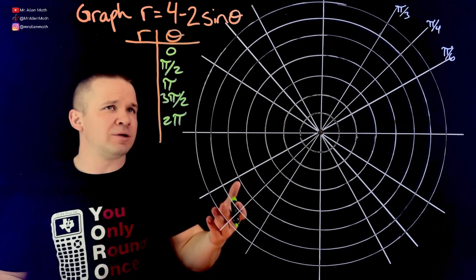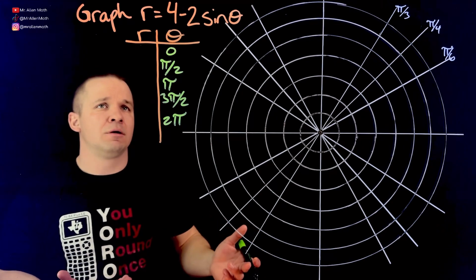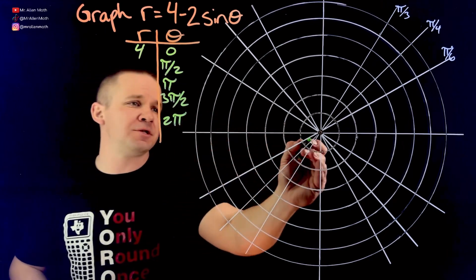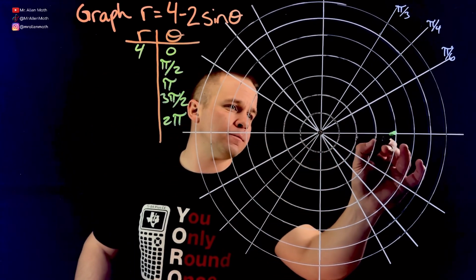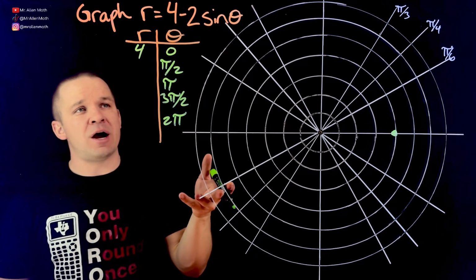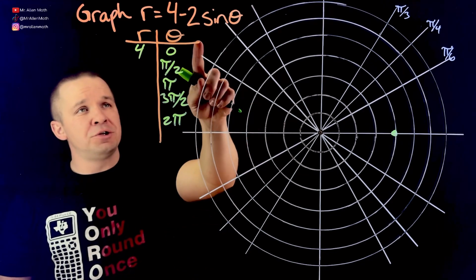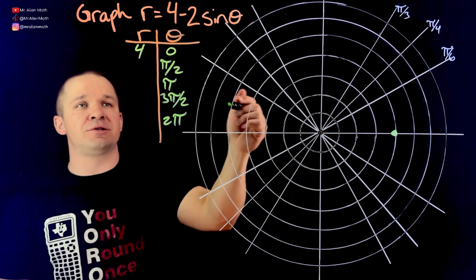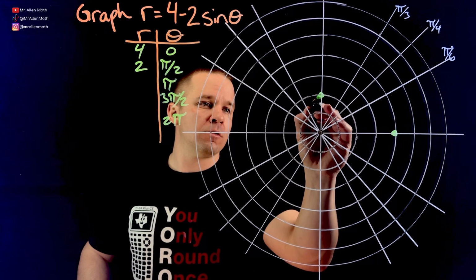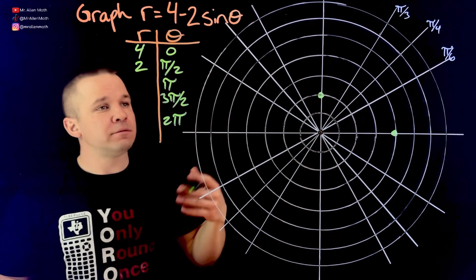So sine of 0. What's sine of 0? Well, that's 0. So then I just have 4 minus 0 is 4. So r is 4. So for 0, we get 1, 2, 3, 4. Now, pi over 2. Well, sine of pi over 2 is 1. 2 times 1 is 2. So we have 4 minus 2 is then 2. So for pi over 2, we're up at 2.